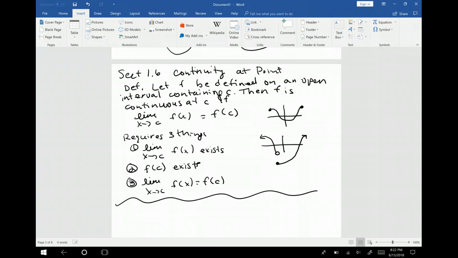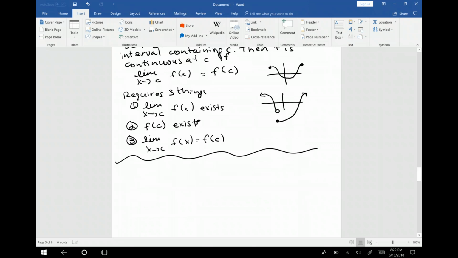So what if we say, is this function, just a really basic one, f of x equals x minus 9 times x minus 8, continuous at x equal to 9? In order to find out if it's continuous, we have to check these three conditions. It has to pass all three of those conditions.